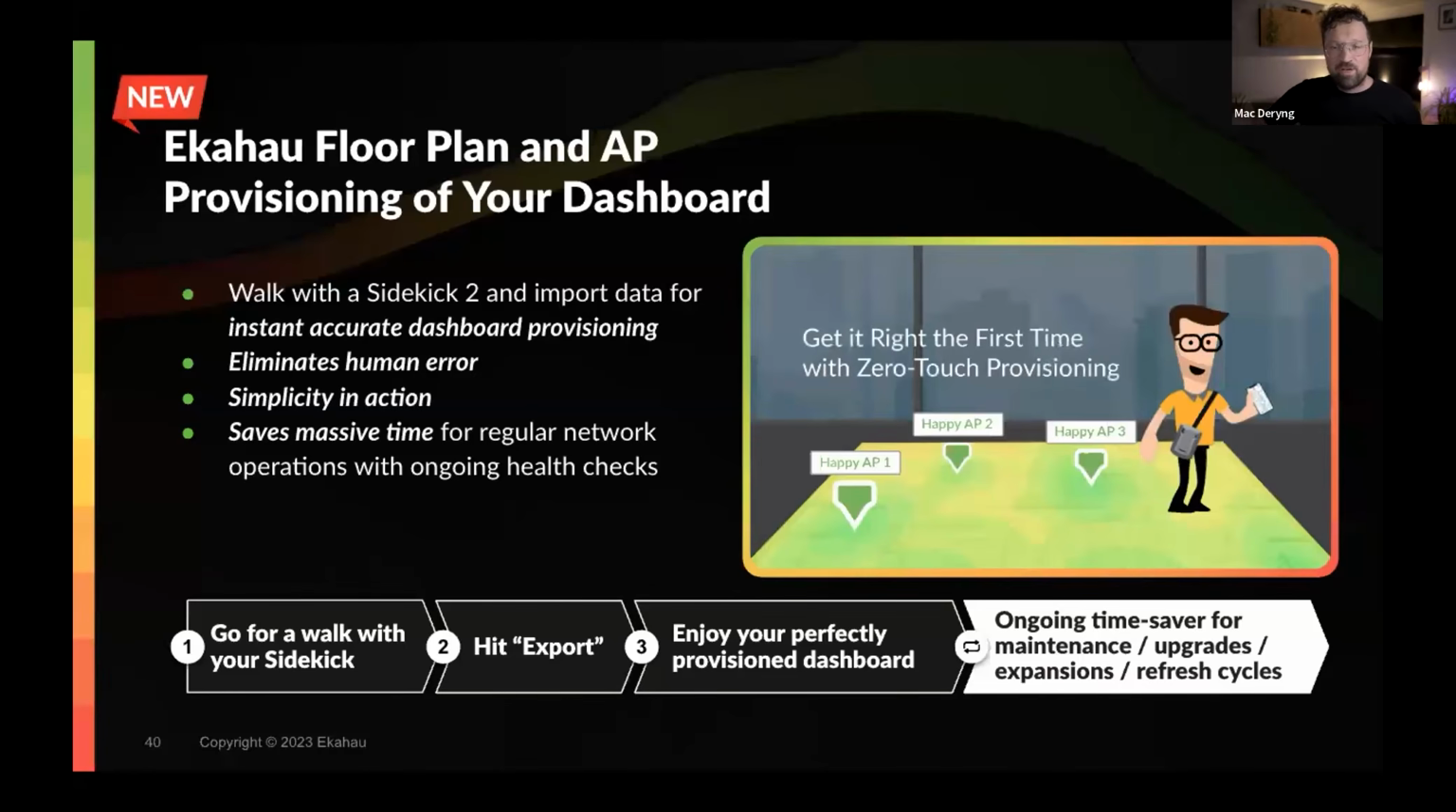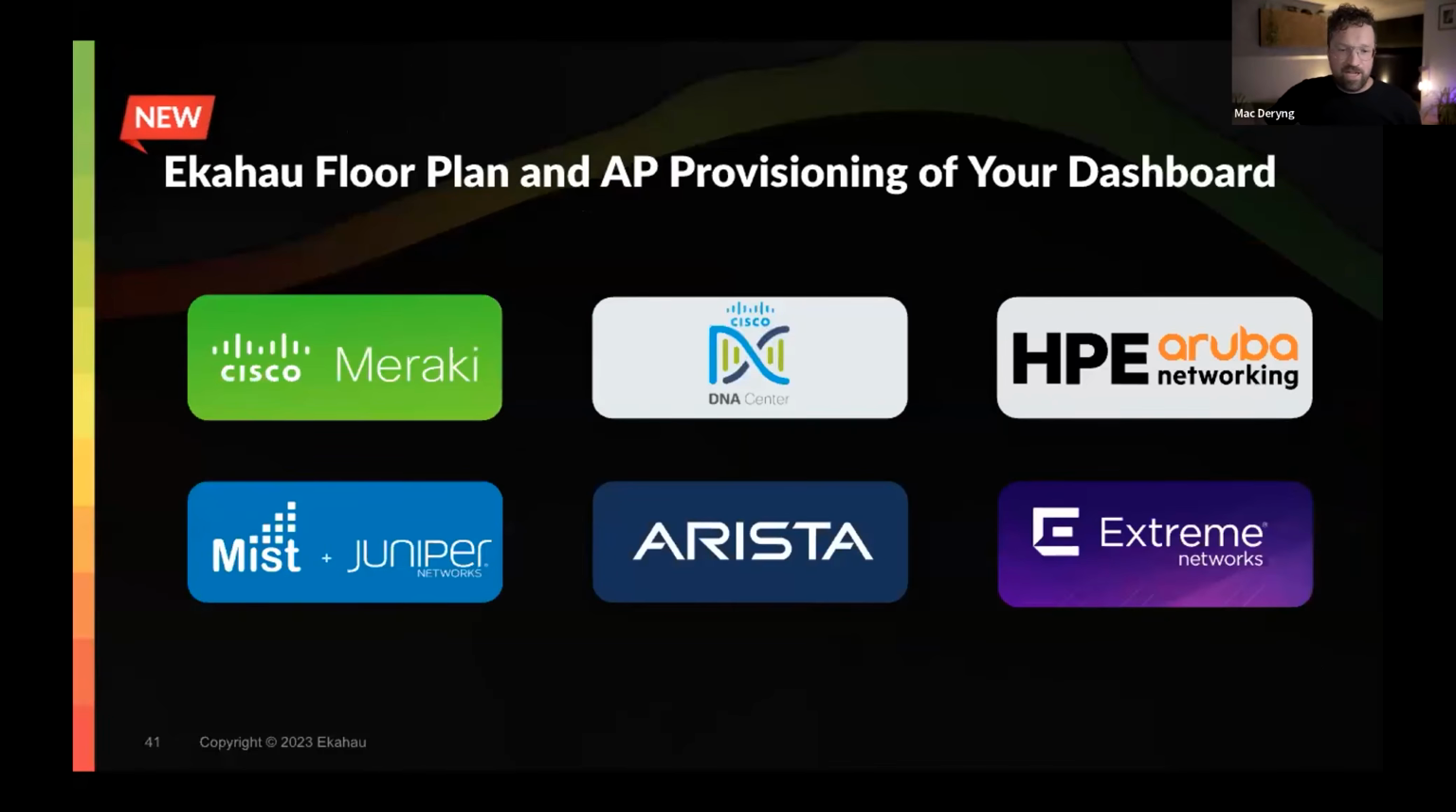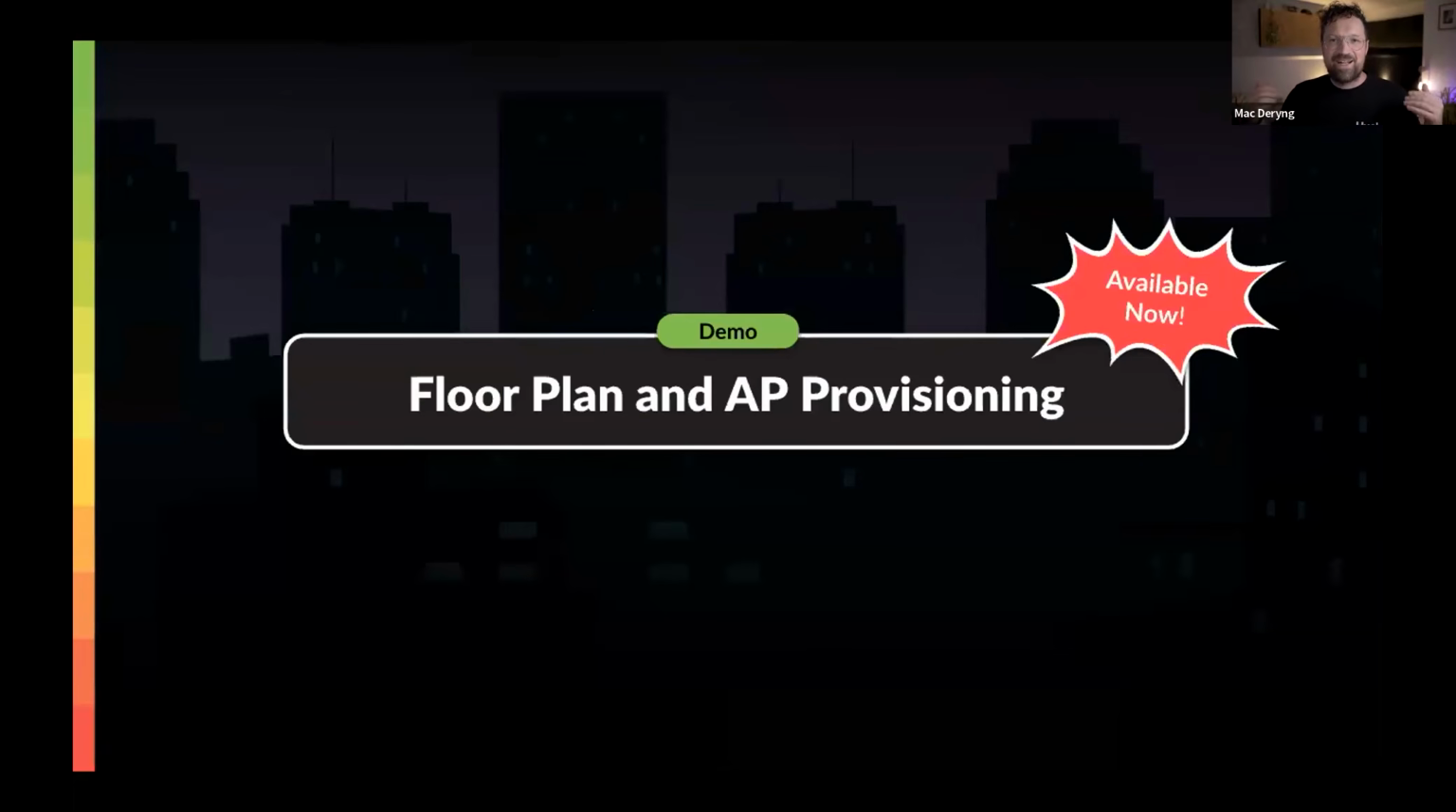So next slide, Matthew, let's take a look at what vendors we support as of today. We support Cisco Meraki, Cisco DNA Center, full support there, including heat maps. We support HP Aruba, Juniper Mist, Arista, and Extreme Networks. And we have a full dedicated team working on integrations with these vendors to make sure that we can automate everything and more. Okay, so let's take a look at these demos, Matt.